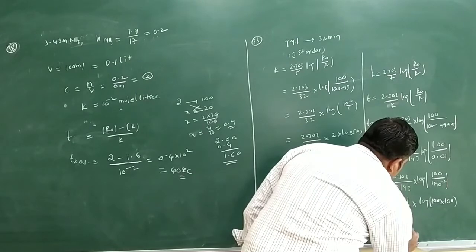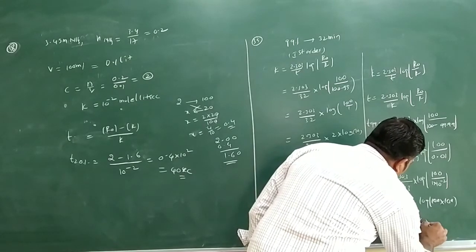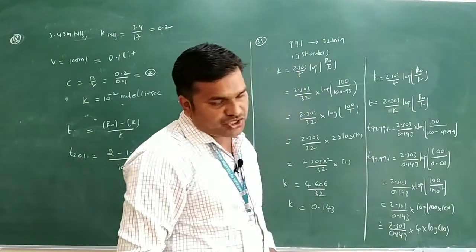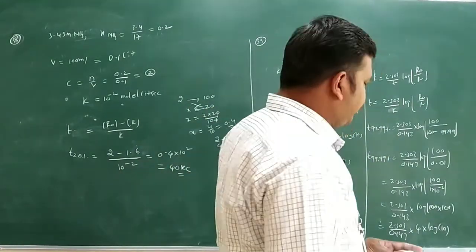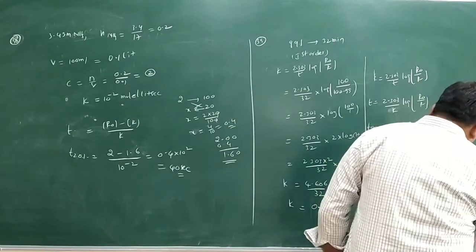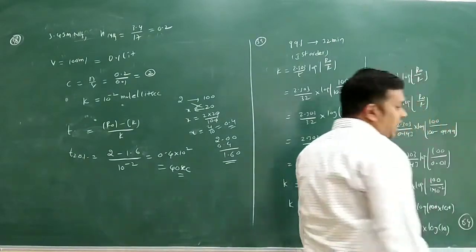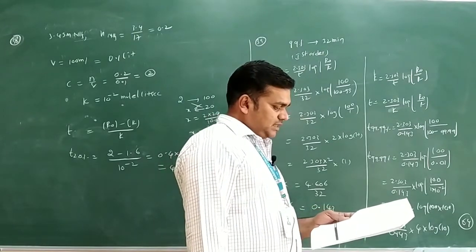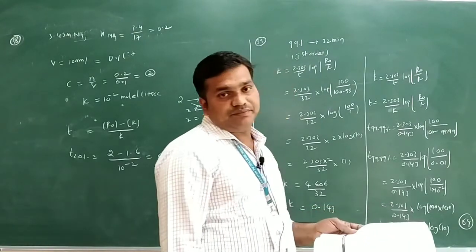So from this I will get 2.303 by 0.143 into 4 into log 10. Log 10 value is 1. All together you can multiply, and you will get 64 minutes as the answer for this question. So this is question number 39.